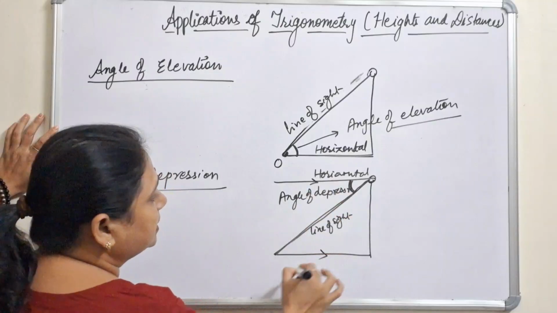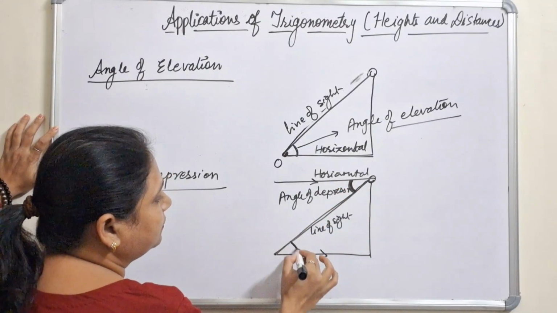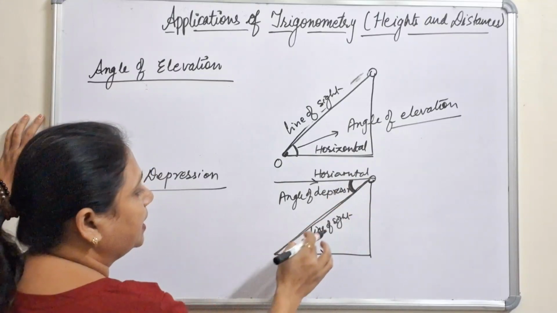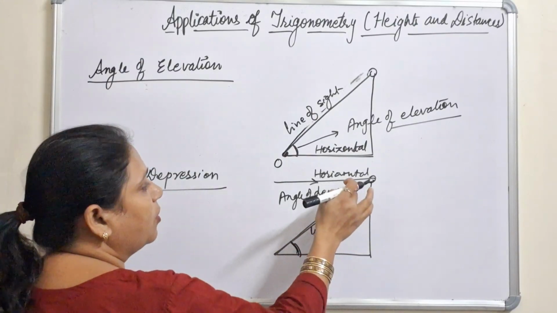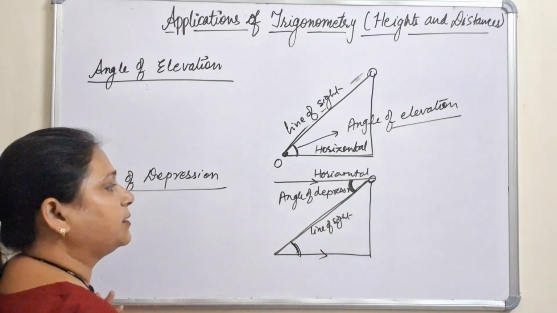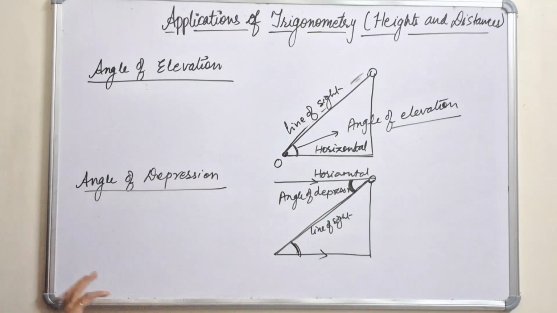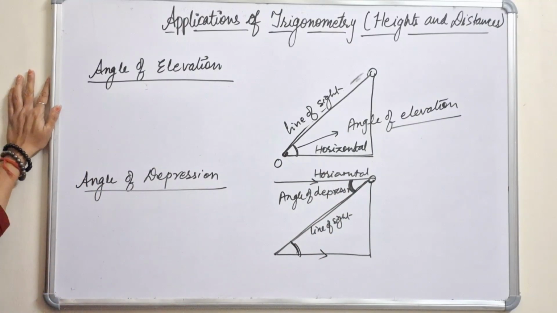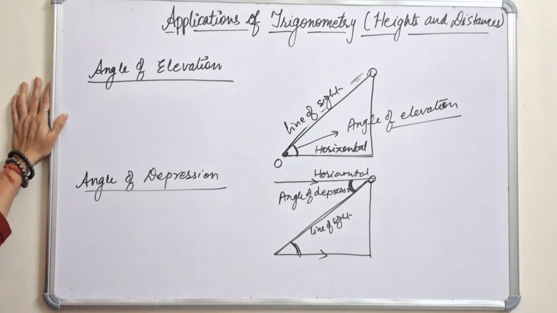And this is parallel. So if this is the angle of depression, this will also be the value of this angle. These angles will be the same because of alternate interior angles, with two parallel lines and this as the transversal. So this angle and this angle will be the same, because they are alternate interior angles. You have to remember how you will be making the angle of depression as well as the angle of elevation according to the question.